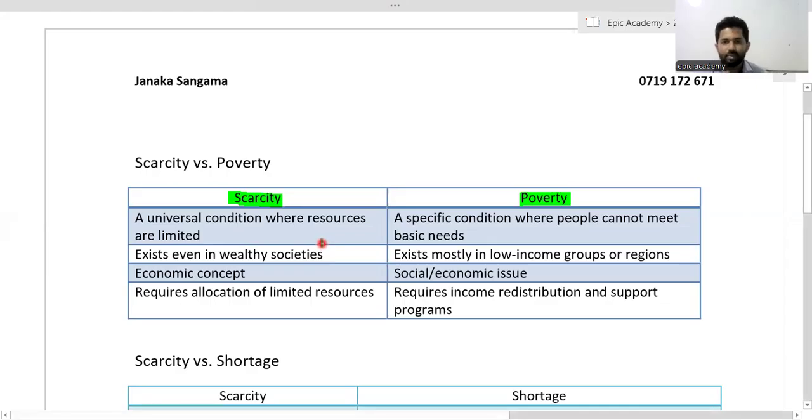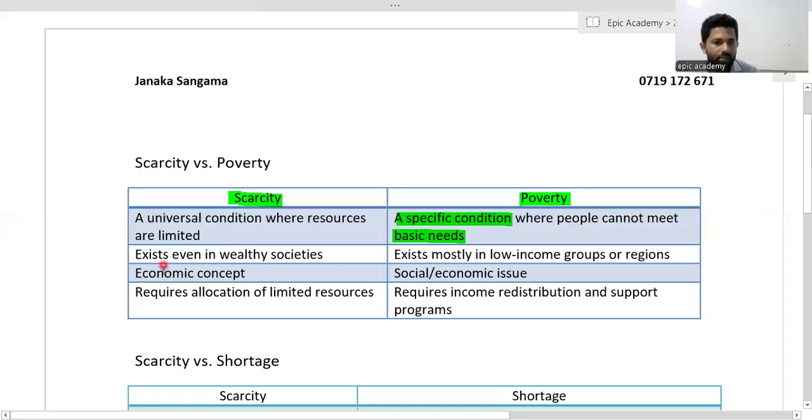Poverty is a specific condition where people cannot meet their basic needs. So now you can identify it is a special, specific condition: people cannot meet the basic needs. Basic needs mean food, shelter, clothes, something like that.